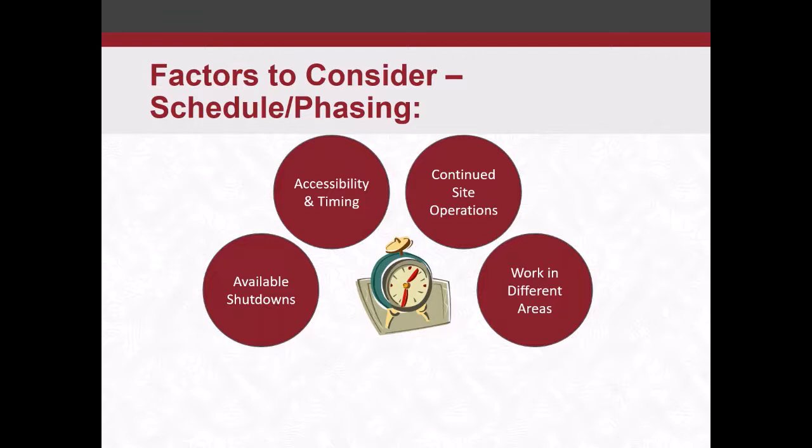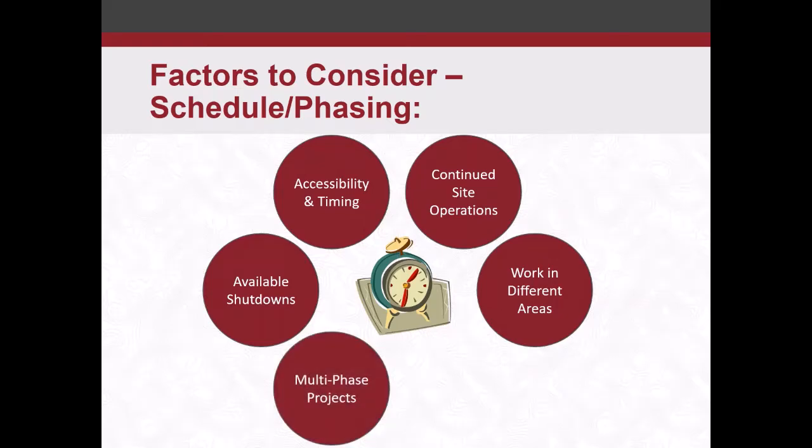Working in different areas, there's nothing saying you can't do abatement in one area and have other work in another area, but make sure abatement is done first if you need it. Sometimes in a multi-floor building, you might start abatement on the top floor or the bottom floor and work your way up or down, and then other work can follow it. Multi-phase projects, we talked about that already.